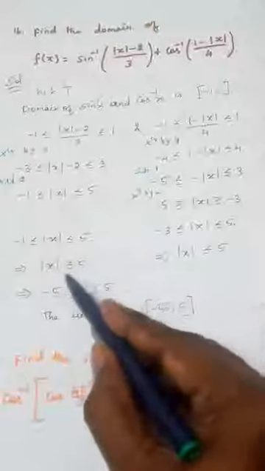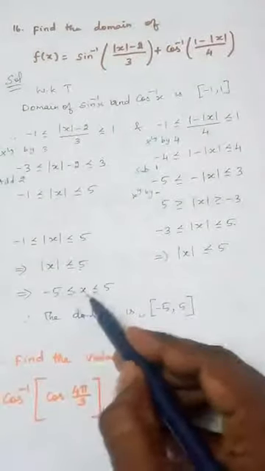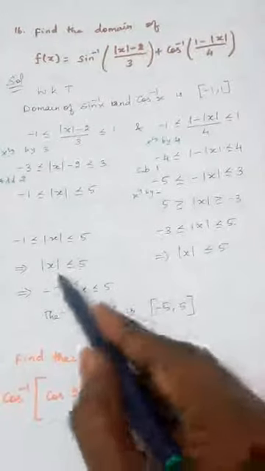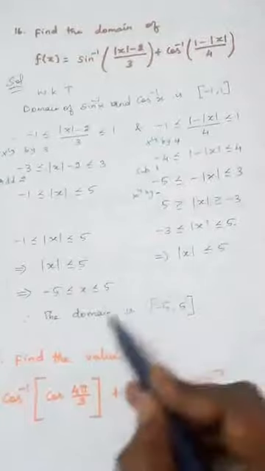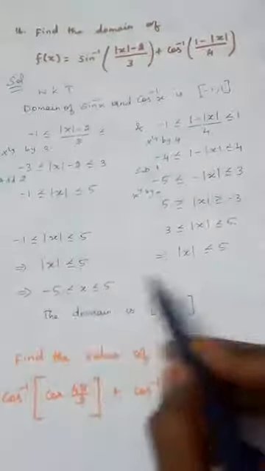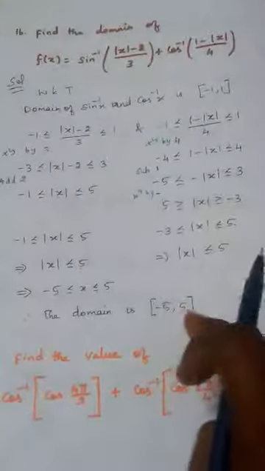Since modulus x is less than or equal to 5, the meaning is minus 5 is less than or equal to x, which is less than or equal to 5. So x can lie between minus 5 and plus 5. So the domain is minus 5 to plus 5. Since the equal to symbol is also there, the closed interval minus 5 to plus 5 is the domain for this function.